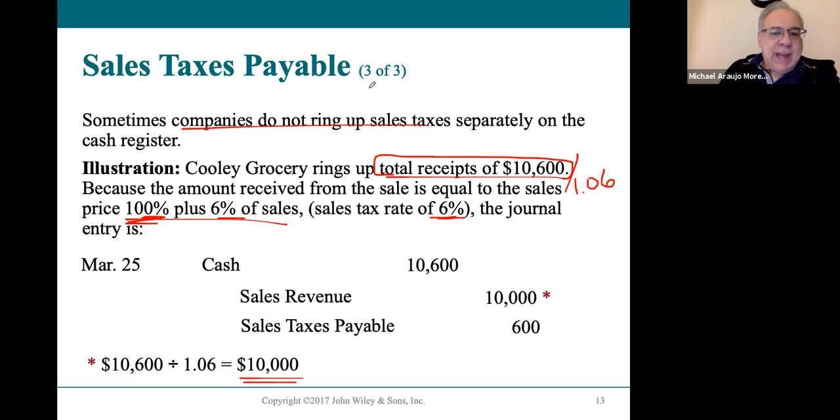So if you get a question on your homework that they do not ring up everything separate, they sort of give you a total receipt and ask you to figure out what's the revenue, what's the tax, sales tax payable, this is what you'll do. Okay, this is what you'll do.